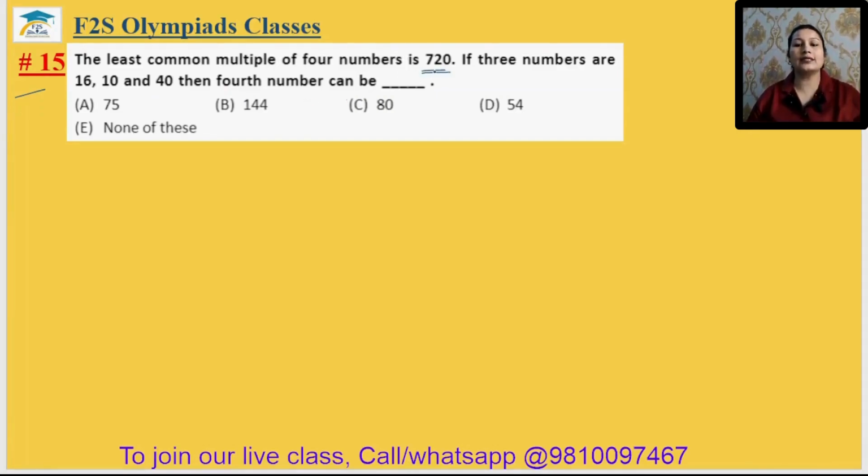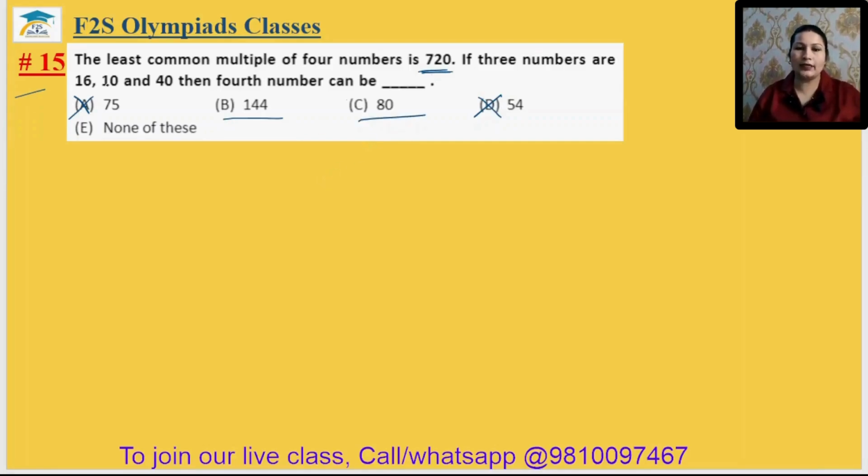Actually, 720 is the least common multiple, meaning LCM. So, the fourth number should divide 720. So, first we will reject the options by dividing. If you divide 720 by 75, you can check it cannot be completely divisible. So A is rejected, and we cannot divide with D also, that is 54. Now we are left with two options, 144 and 80.